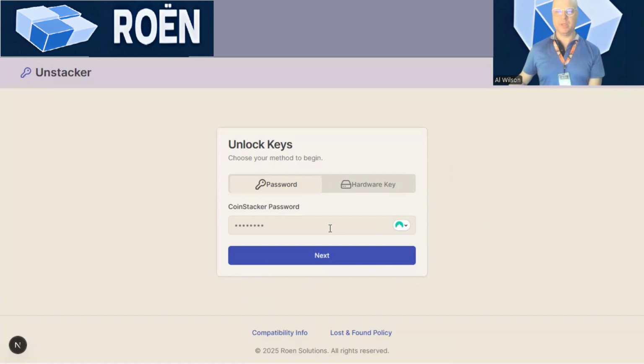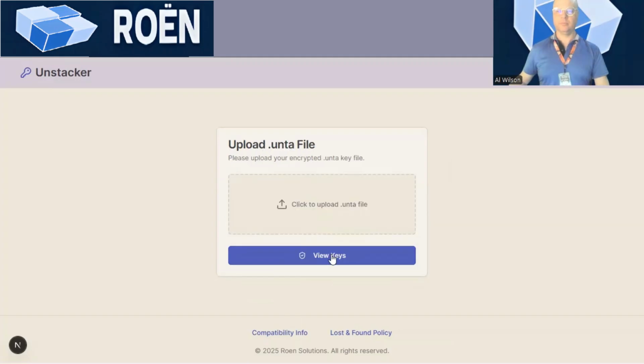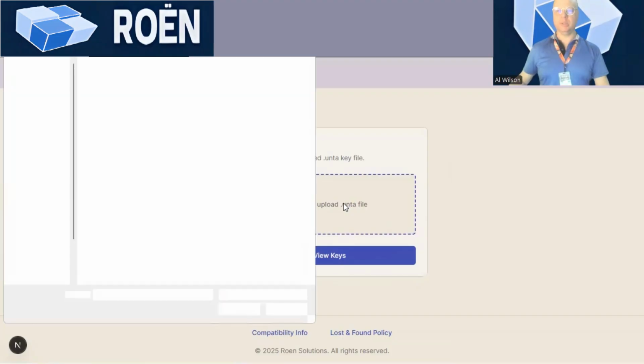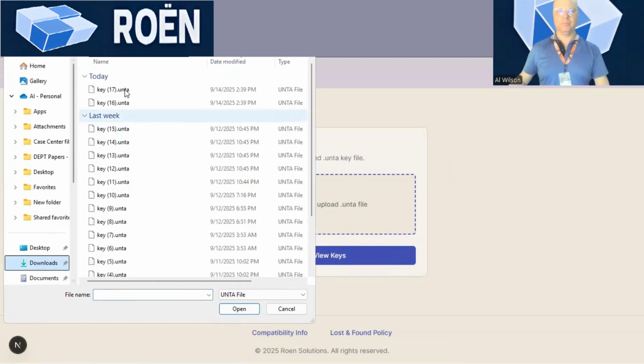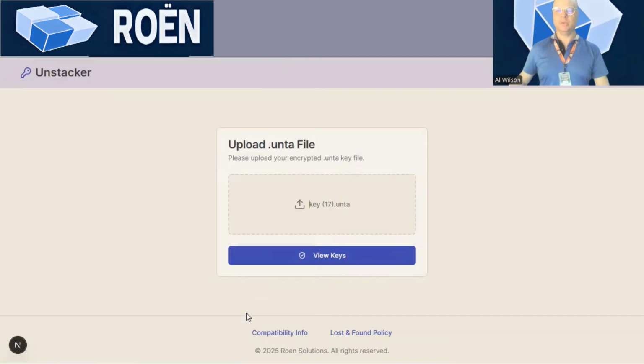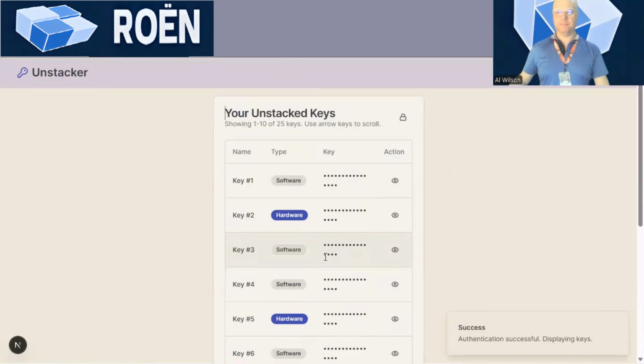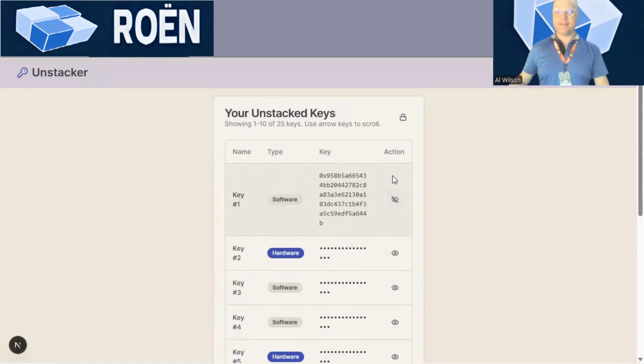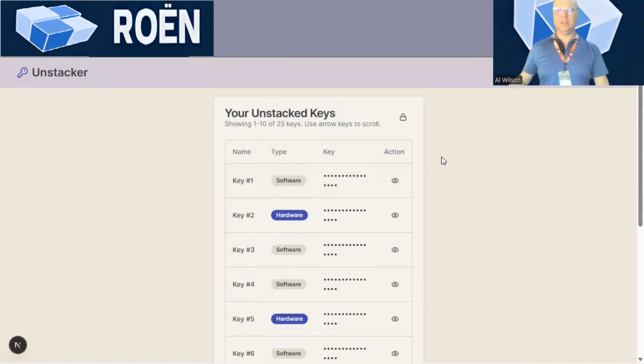So this is Unstacker, and we can enter our password or use our hardware key to access. And now we're going to upload our UNTA file to display our crypto keys. Now the keys are hashed, and we can display our keys here. This action is done within the CoinStacker ecosystem, and this is done to ensure security of access.